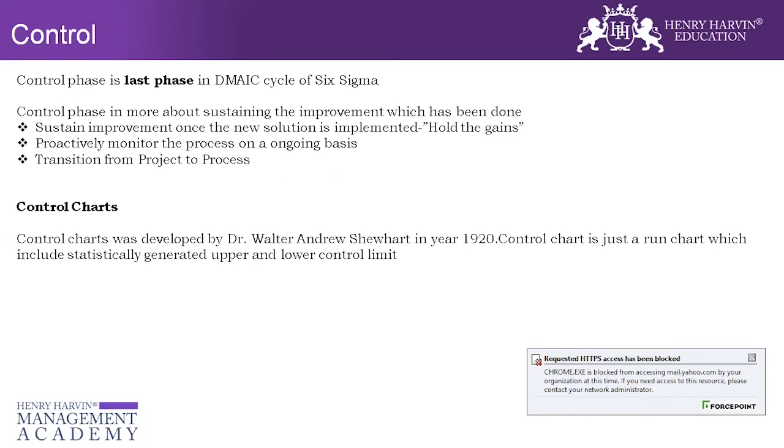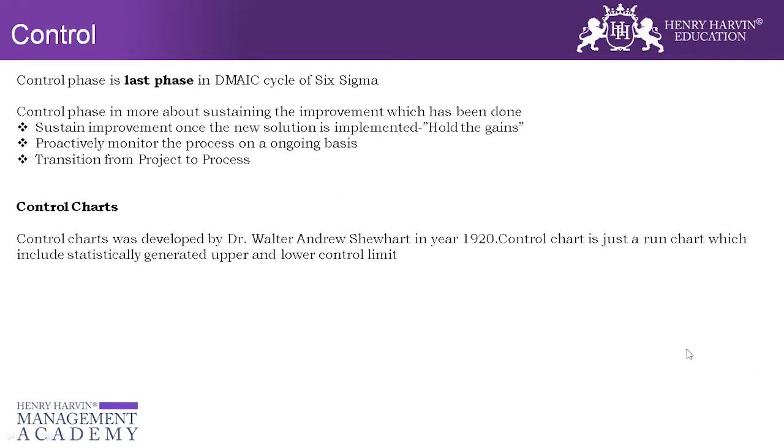Just to give you the background of control charts, they were developed by Dr. Walter Andrew Shewhart in the year 1920. A control chart is just like a run chart, which includes statistically generated upper and lower control limits. We'll understand this better, what is the meaning of upper control limit and lower control limit.